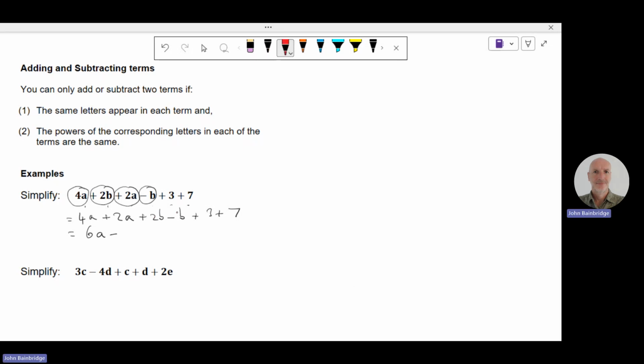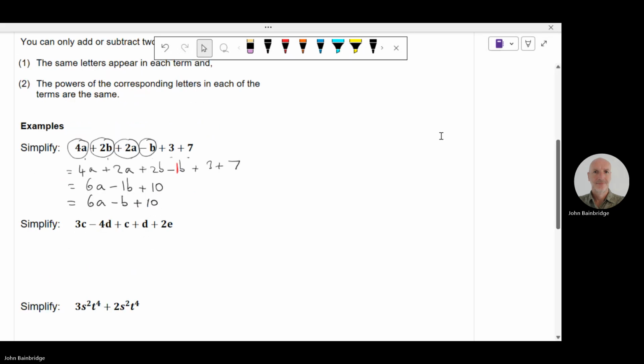And then I'm allowed to add the 4a and the 2a. That will make 6a. 2b minus b, so let's be careful here. We've got 2b, and this is like minus 1b. So 2 minus 1 is 1, so we've got 1b, plus 3 plus 7, so 3 plus 7 is 10. Now we don't put the 1 in front of the b, so we've just got 6a plus b plus 10. Once you get used to it, you don't have to write all these intermediate lines. You can go straight to this line once you've got used to how to add these terms together.